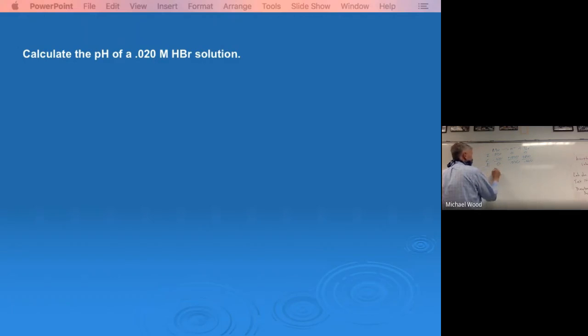Okay, so then the pH is the negative log of the H plus, so it's negative log of 0.020. So if I do that, the negative log of 0.02 comes out to be, with 2 sig figs, 1.70. Anybody else get this? We good?